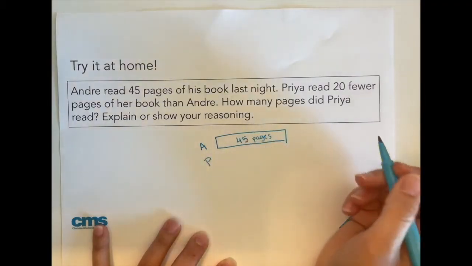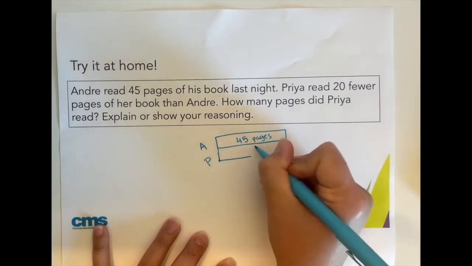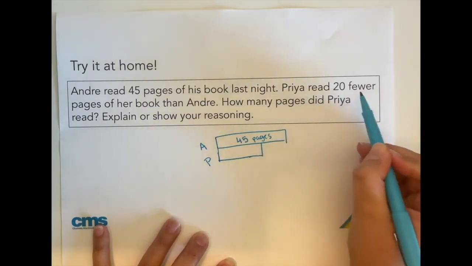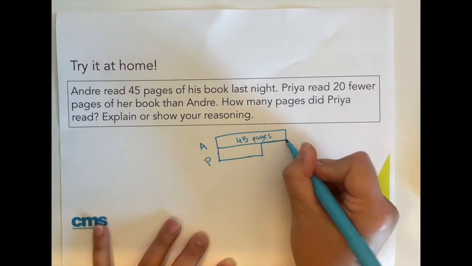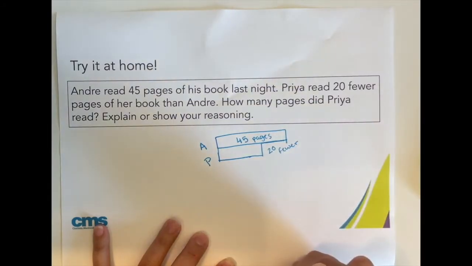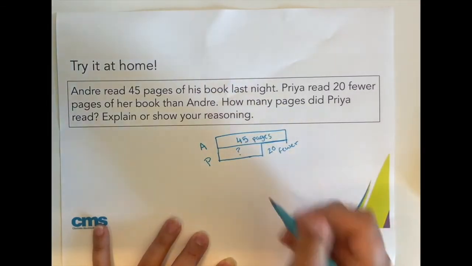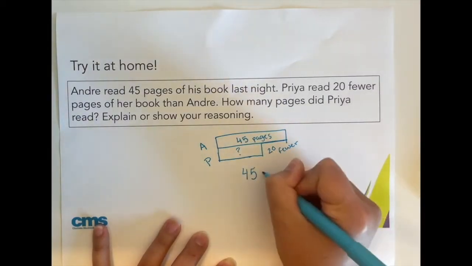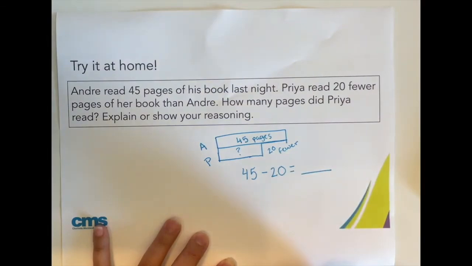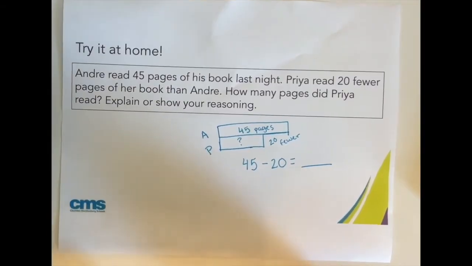They know that Priya read fewer pages than Andre, so her amount is going to be fewer or less. It says that Priya read 20 fewer pages, so it's 20 less or 20 fewer pages than Andre. Now I need to figure out how many pages did Priya read. So students are left with the equation 45 minus the 20 fewer pages equals the amount that Priya read. Students will use strategies that they've learned in 1st grade already to solve problems like this.